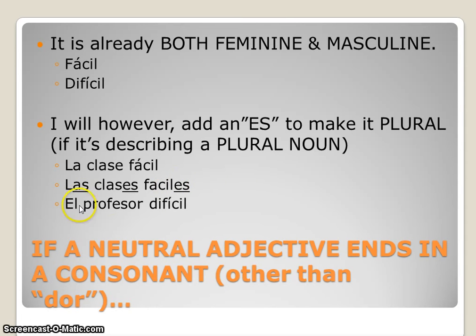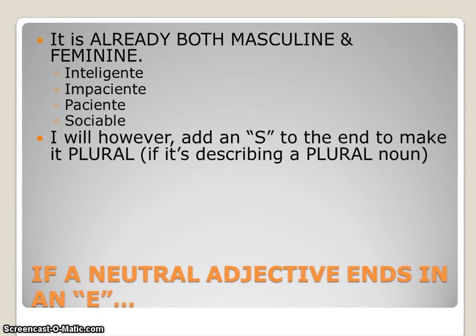El profesor, this time I have a masculine noun, but notice that the spelling doesn't change because, again, these are both masculine and feminine. But now that I have a plural masculine form, I'm adding S's. So hopefully you're starting to notice that anytime you have a plural noun, you are adding an S to your adjective, always.